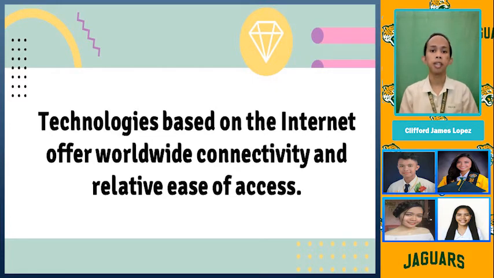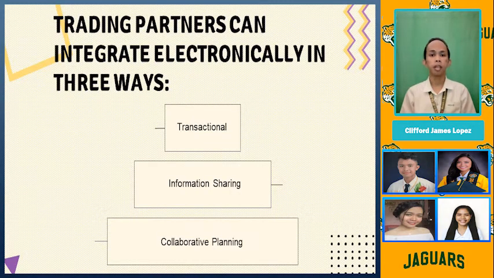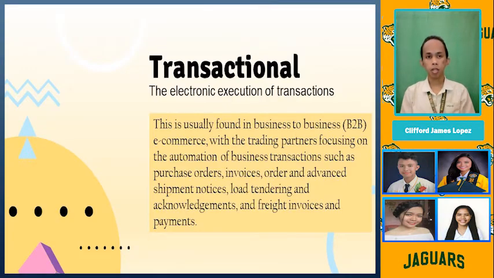Technologies based on the internet offer worldwide connectivity and relative ease of access. Trading partners can integrate electronically in three ways. First is transactional, second, information sharing, third is collaborative planning. Transactional, the electronic execution of transactions. This is usually found in business-to-business e-commerce.